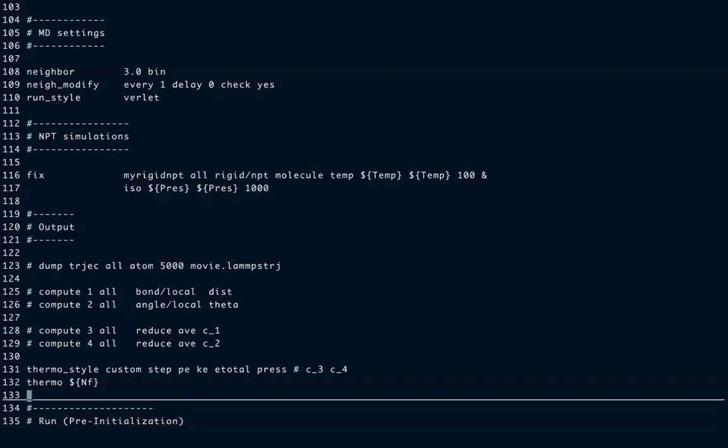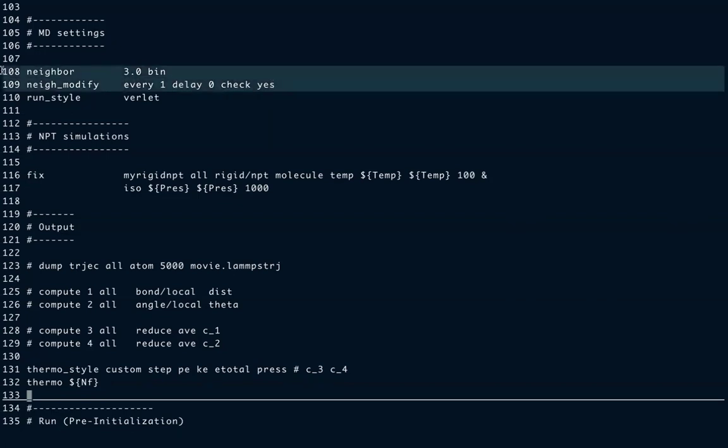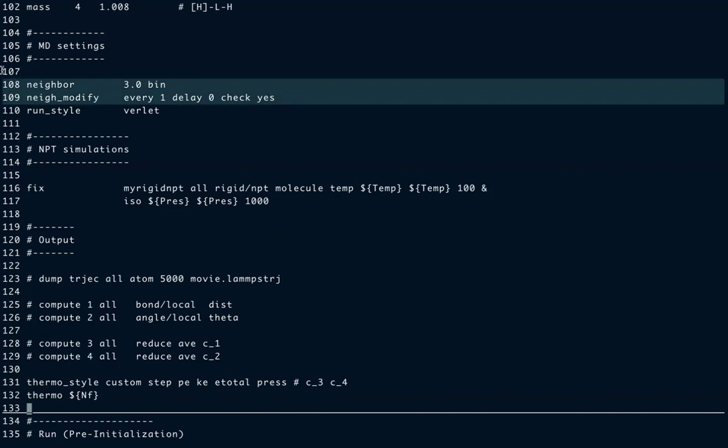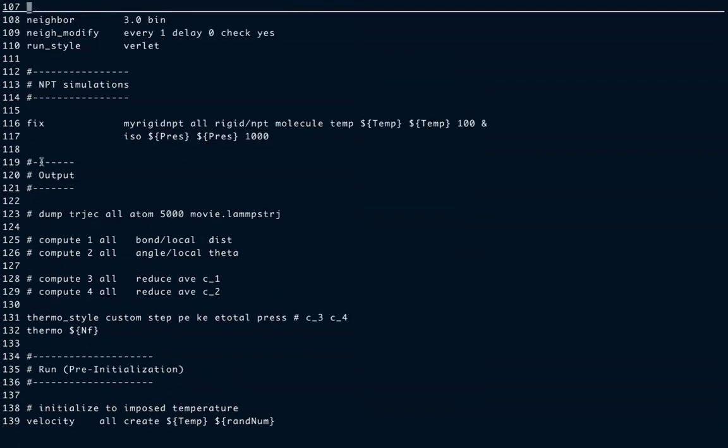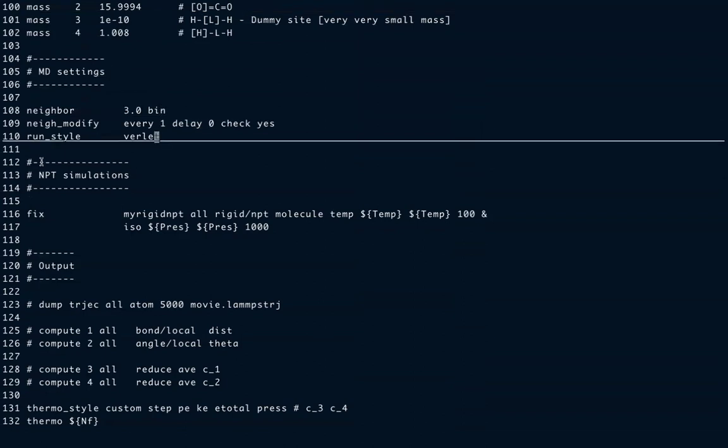And finally, in the neighbor modify, all you're trying to say is to update the neighbor list every time step, and do not do any delays in this. So this basically tells the LAMMPS software to build the neighbor list every time step. All right, so now we have specified all the initializations, all of it is done.